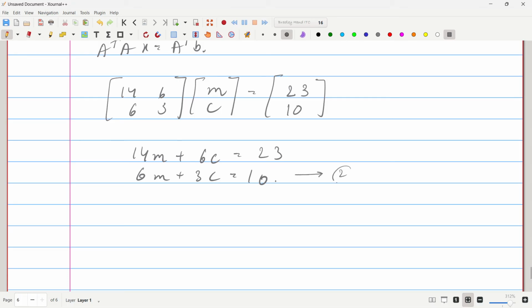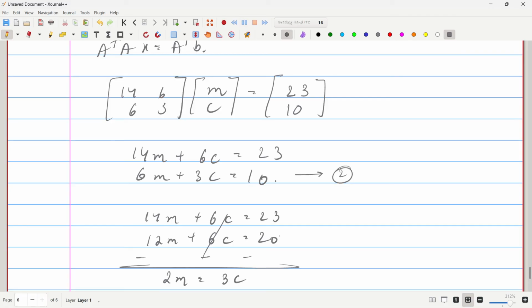You can multiply this equation with 2. So 12m plus 6p is equal to 20. Subtract both the equations. You will get 2m is equal to 3. So what is the value of m? The value of m comes out to be 1.5.